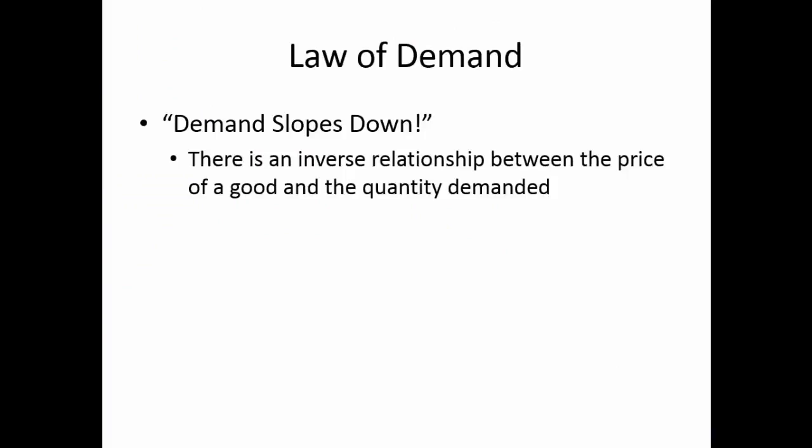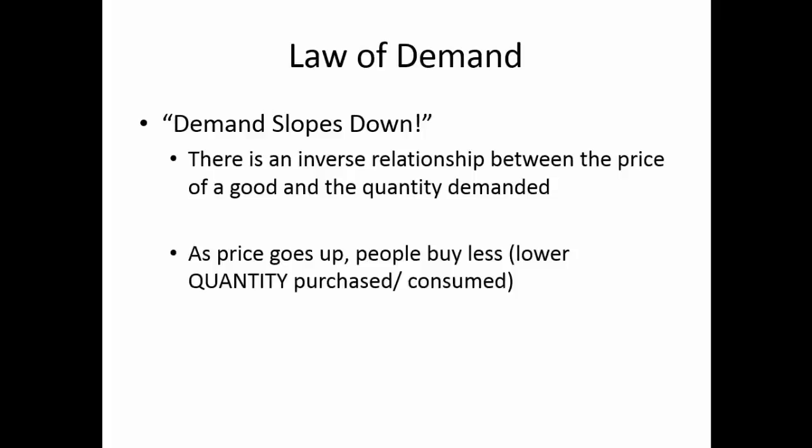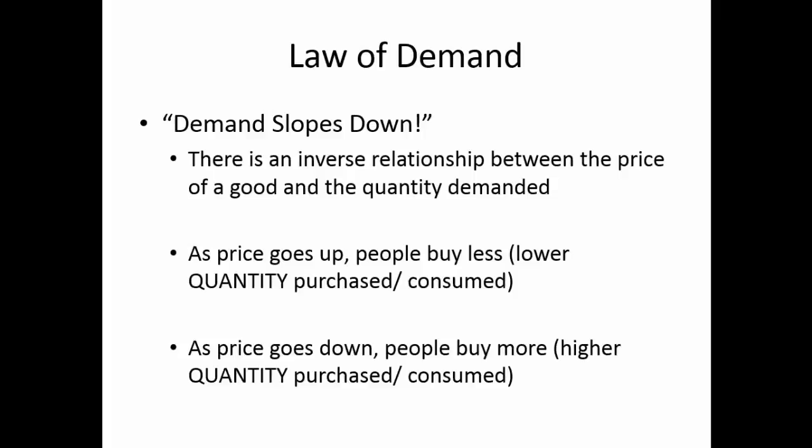So let's jump right in with the law of demand. Demand slopes down. It's really that simple. Technical definition, there's an inverse relationship between the price of a good and the quantity that people will buy, the quantity demanded. As the price of a good goes up, people buy less of it. It's a lower quantity purchased. And as the price goes down, people buy more of it. It's a higher quantity purchased. This is always the case. This is really the case for all goods at all times.